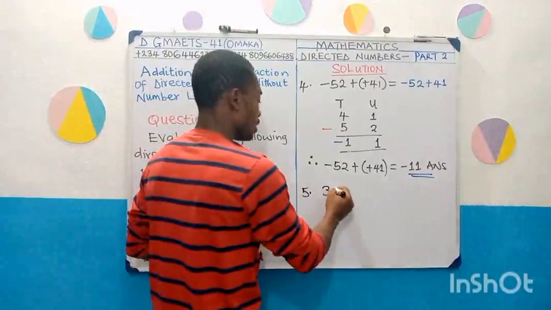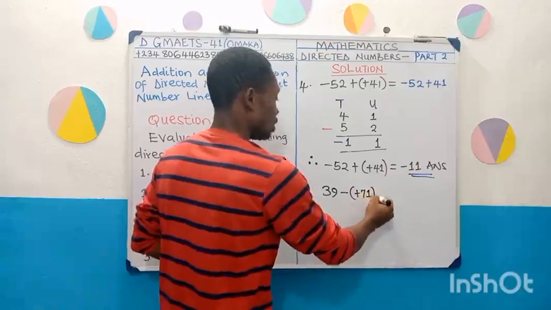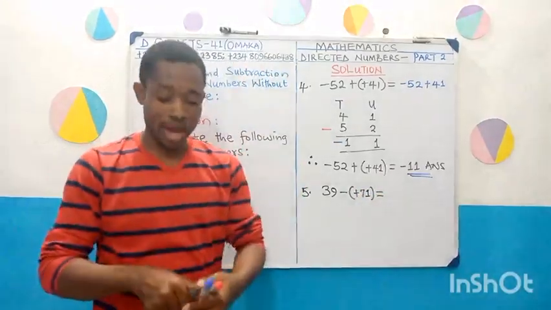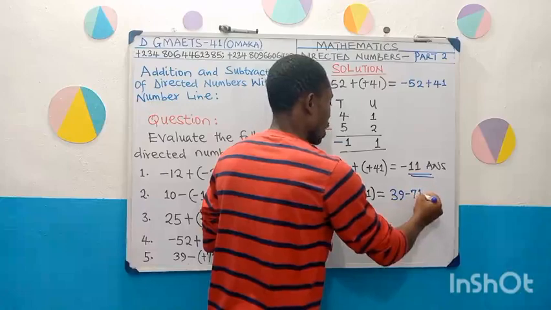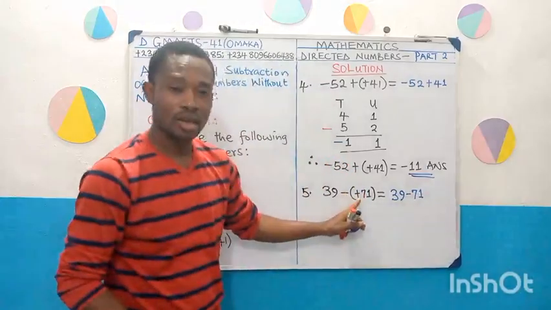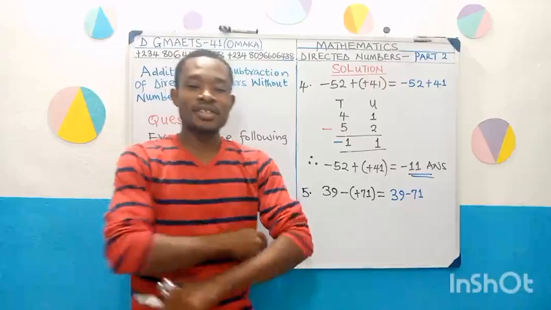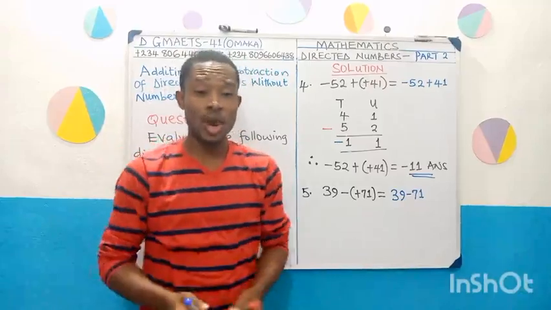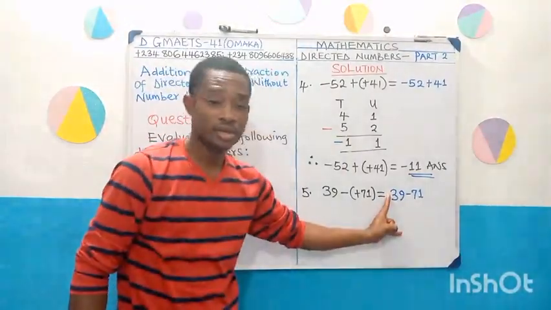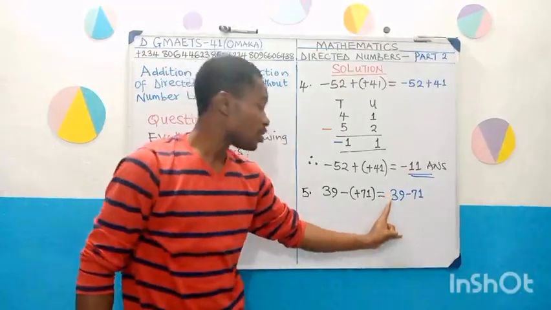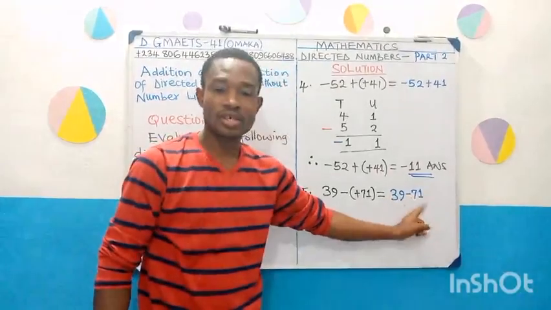So we have 39 minus plus 71. You know, this is the same as 39 minus 71, because if you do minus times plus, it's going to give us minus. Look at the numbers here, we have 39 and 71. This 39 is plus 39. You can see that because there is no minus before this 39. So this 39 is plus 39. Then this 71 is minus 71.